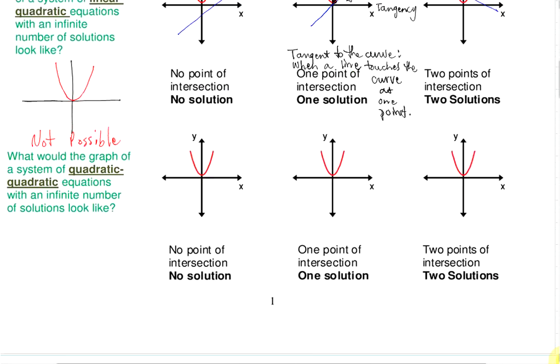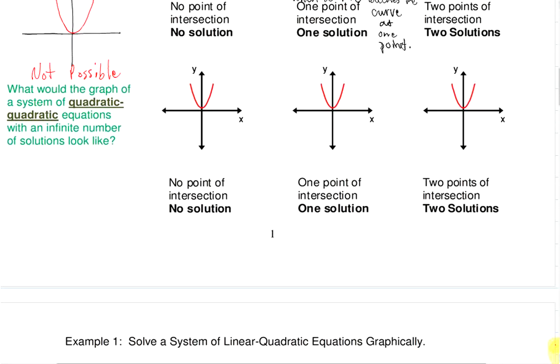Let's take a look at a quadratic and a quadratic. No point of intersection would result in no solution. In this particular example, we could have a parabola that opens down like this, with no point of intersection between the two. Or we could have one that opens up inside this one, and as long as the vertical expansion is greater than the red line, it'll never cross over.